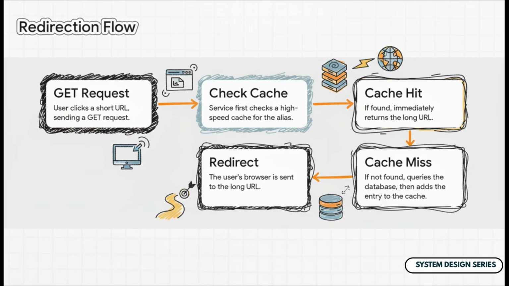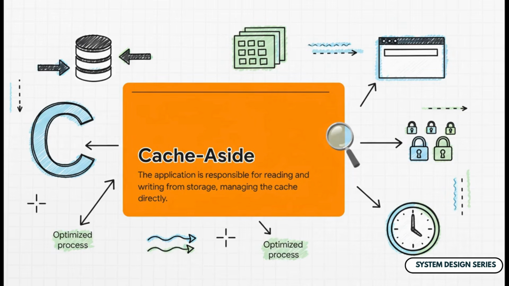But here's the clever part. We grab the link, and then we immediately put it into the cache. So the next time someone clicks it, it'll be a super fast hit. This whole strategy actually has a name. It's called cache-aside.